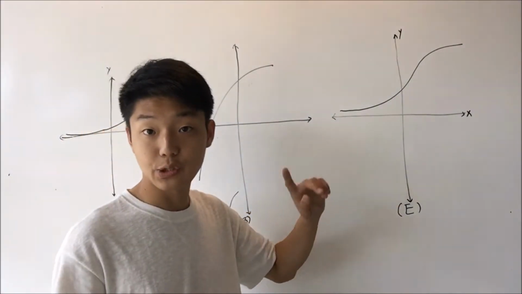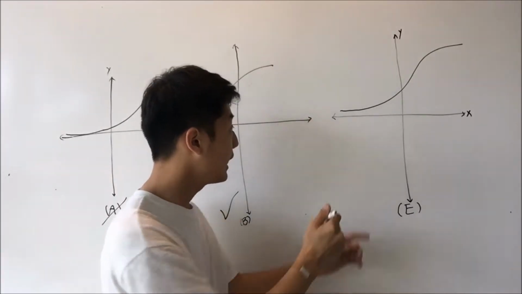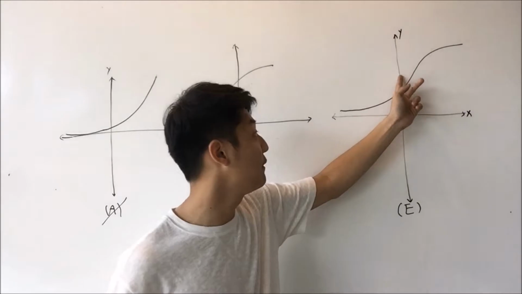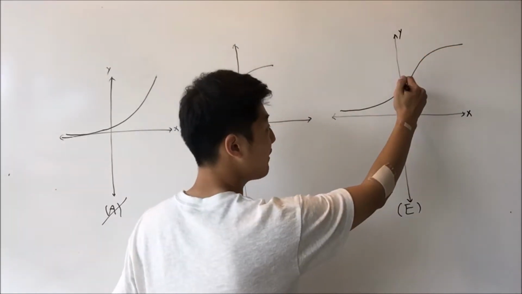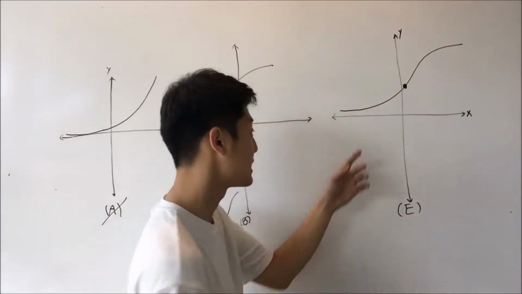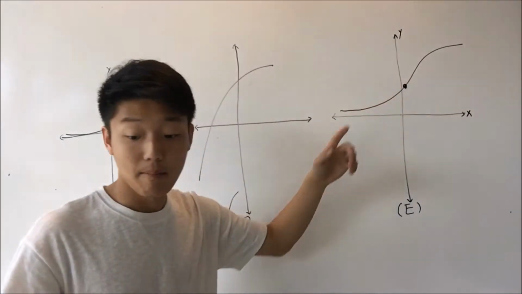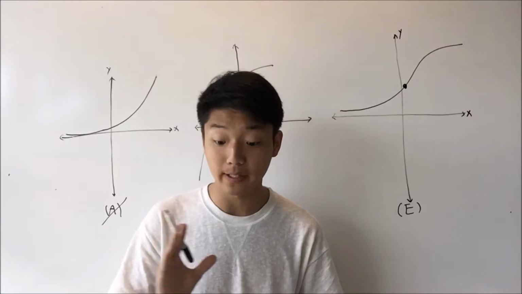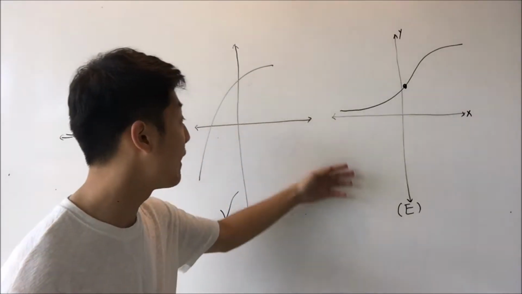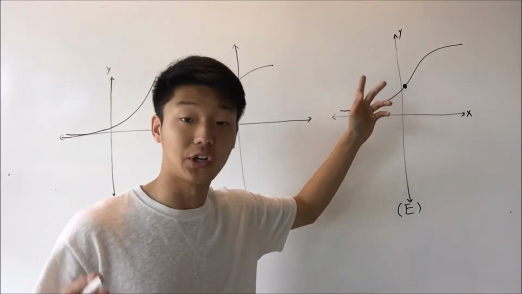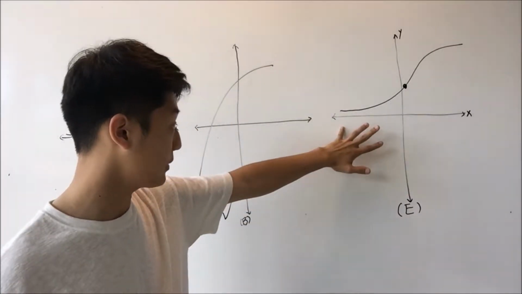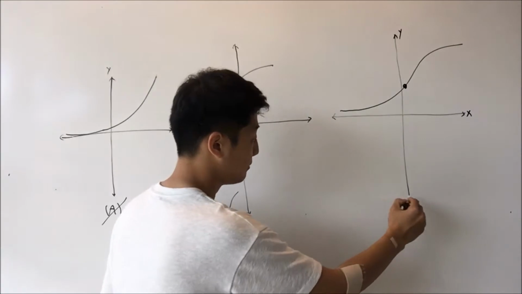For E, E is tricky because while it also increases, it also has positive concavity and negative concavity. So the point of inflection will be here because it changes the concavity. However, because the problem says y double prime is less than 0 for all x, that means the graph has to be concave down all the time. So this has to be wrong.